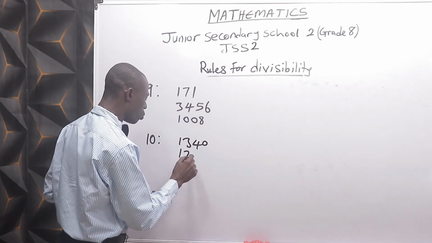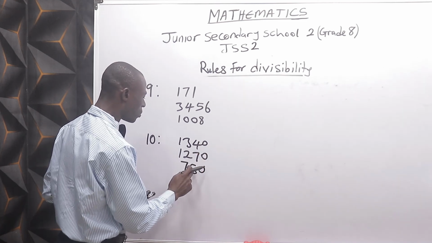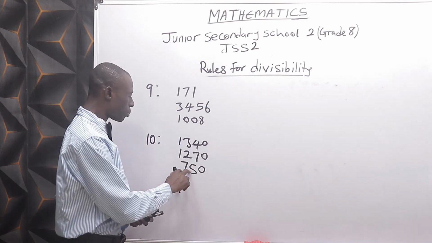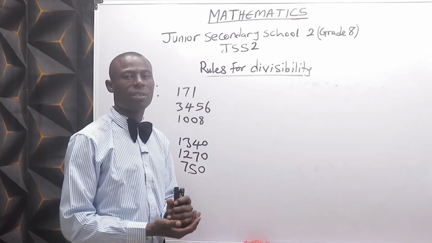Examples of that abound: 1340, 1270, 750, and so forth. So that is where we are going to draw the curtain on rules for divisibility.